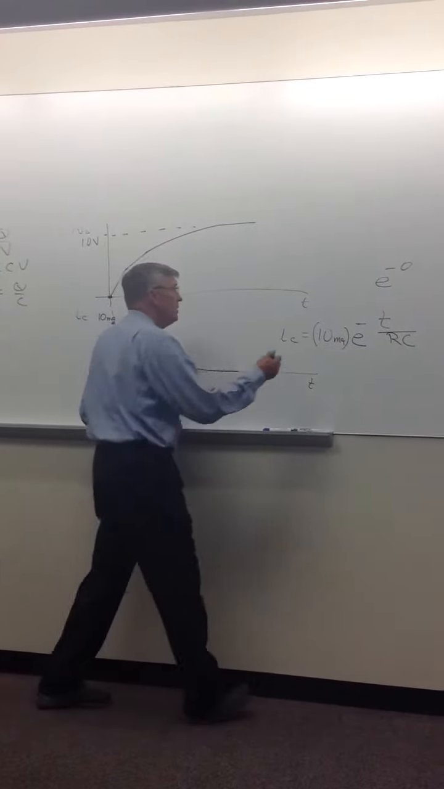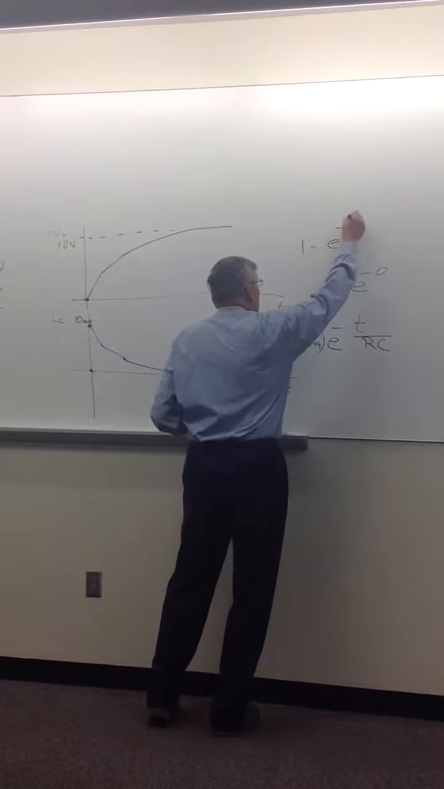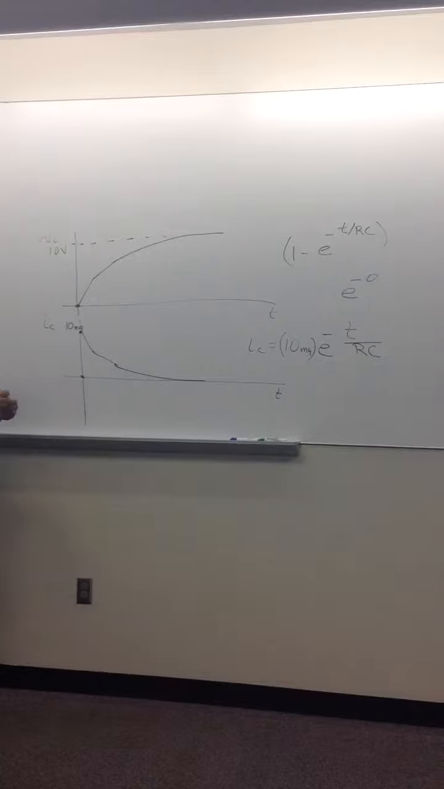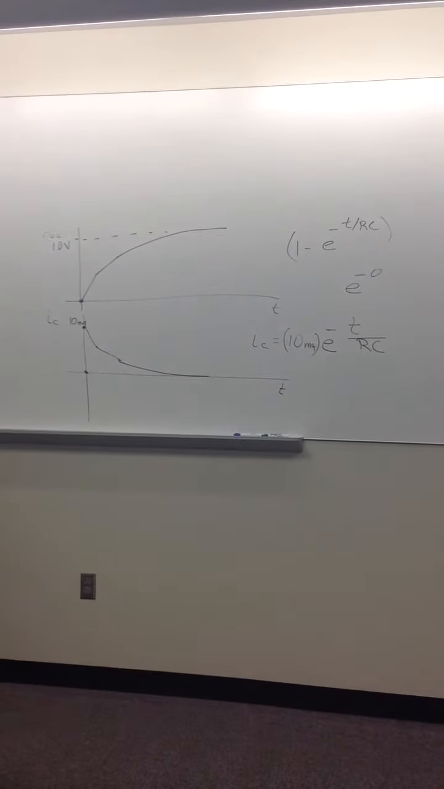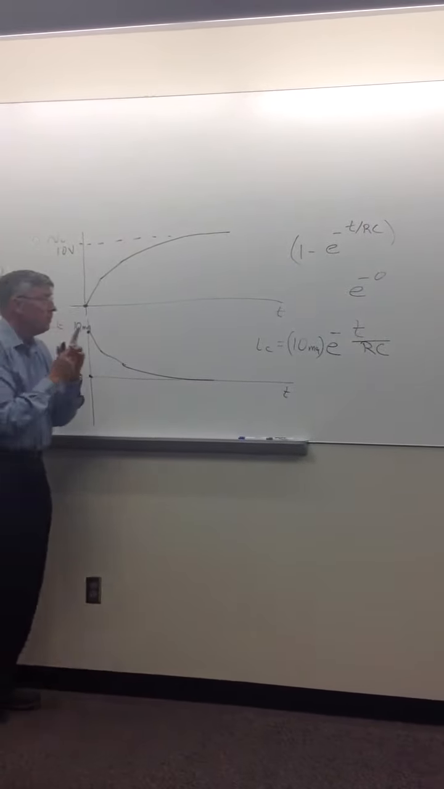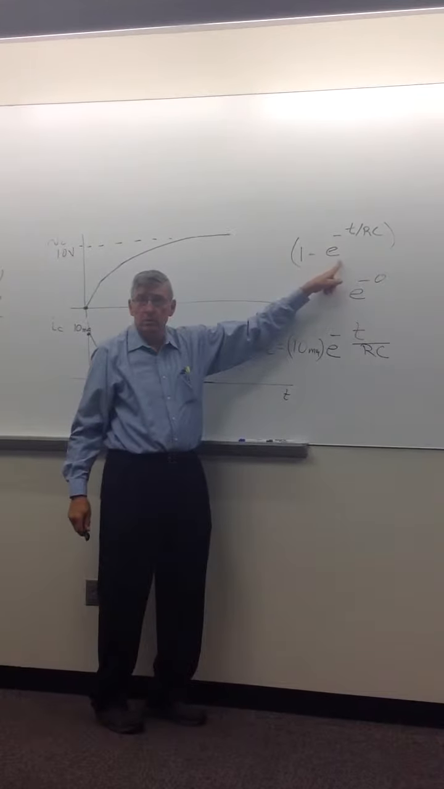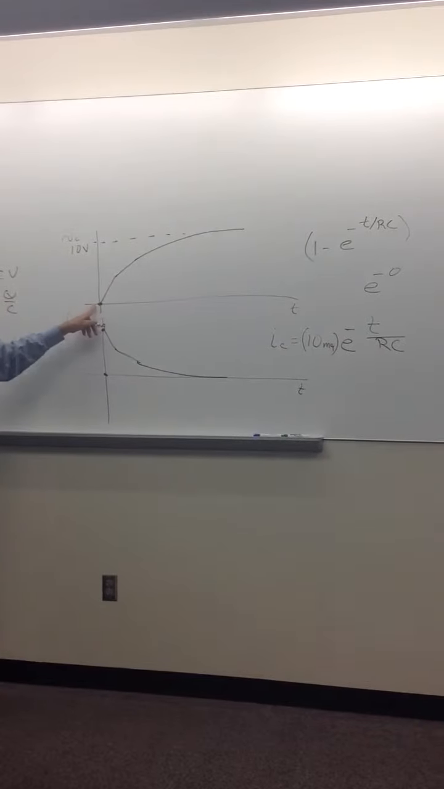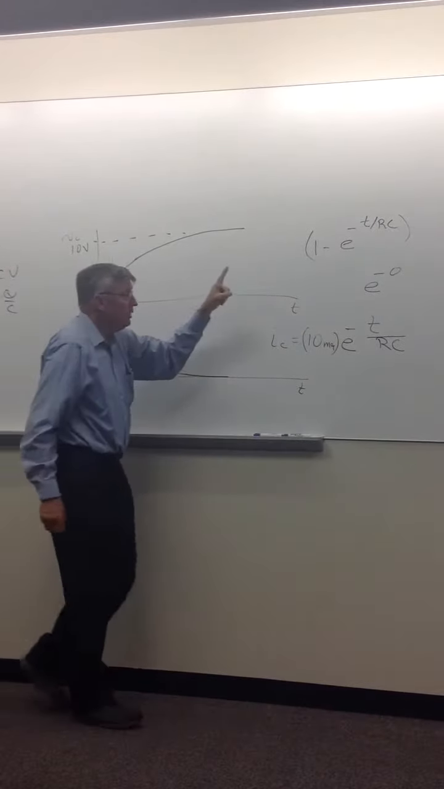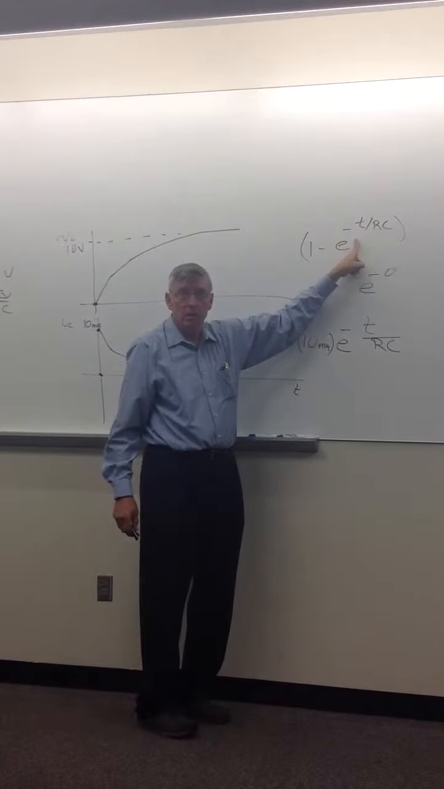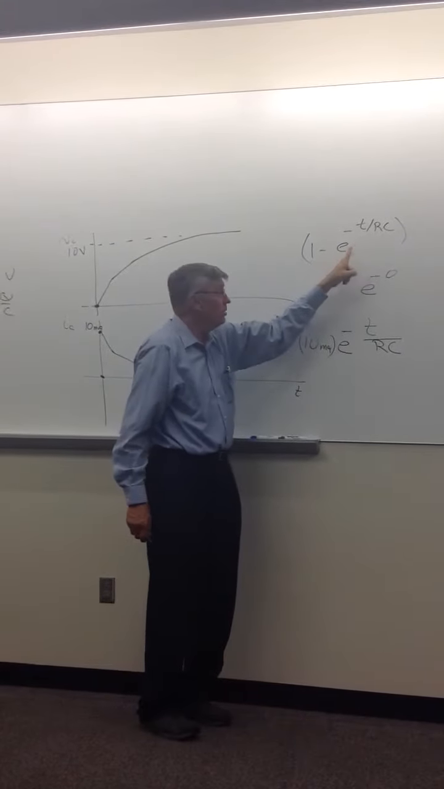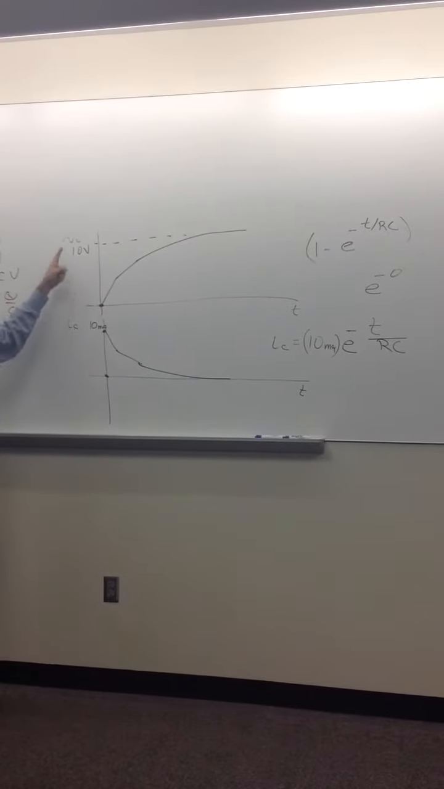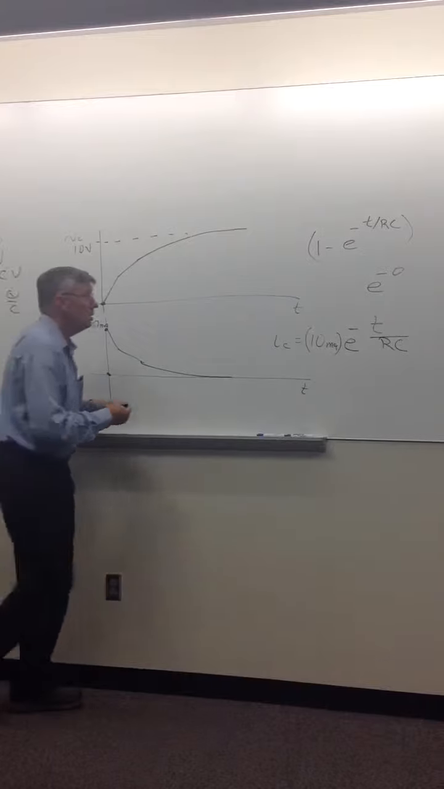So if we did that, now at t equal to 0, e to the 0 we said is what? 1. 1 minus 1 is 0. It's that boundary condition. Okay, at t equal to infinity, what was e to the minus infinity? That was 0, so we end up with 1, but what do we want to end up with? We end up with 10.